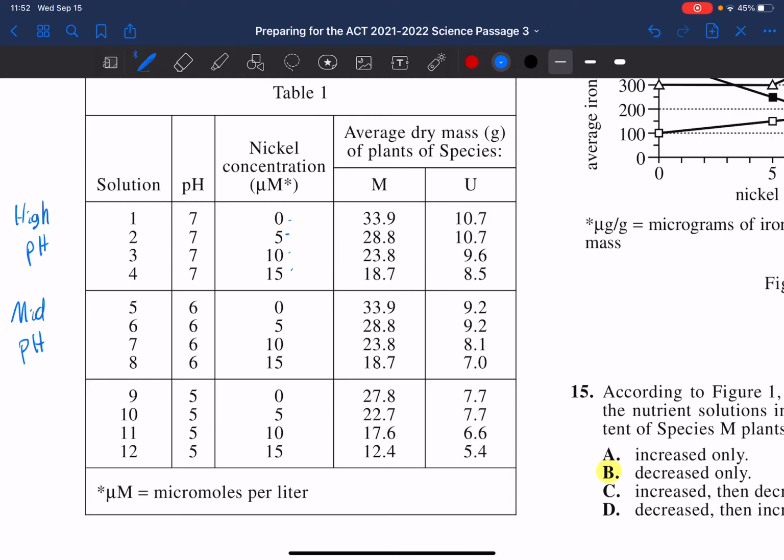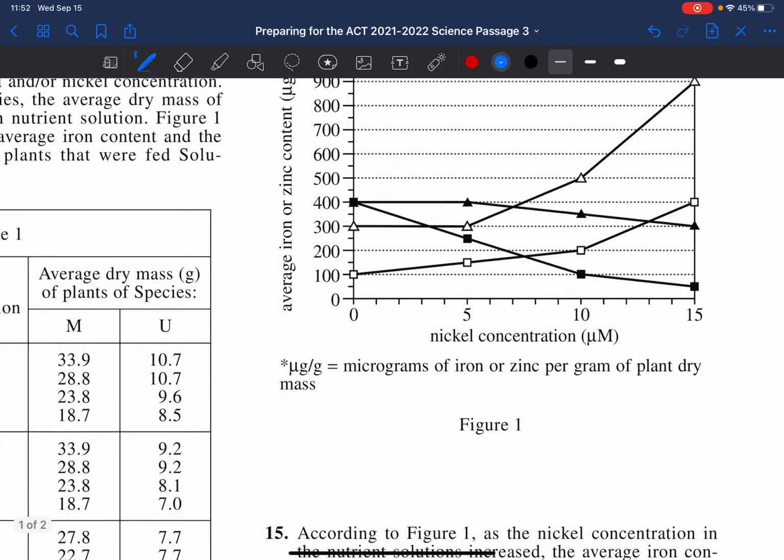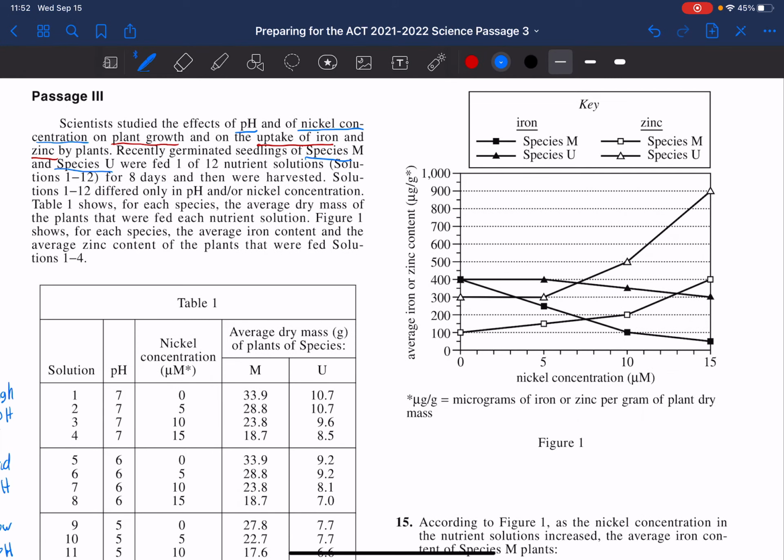Solutions 5 through 8 have a middle pH, and then 9 through 12 have a low pH. But they all do the same thing when it comes to nickel. They all go from low, that is 0, to high. Now they told us that figure 1 shows for each species the average iron content that were fed solutions 1 through 4. So 1 through 4, all this information is up here in this chart.